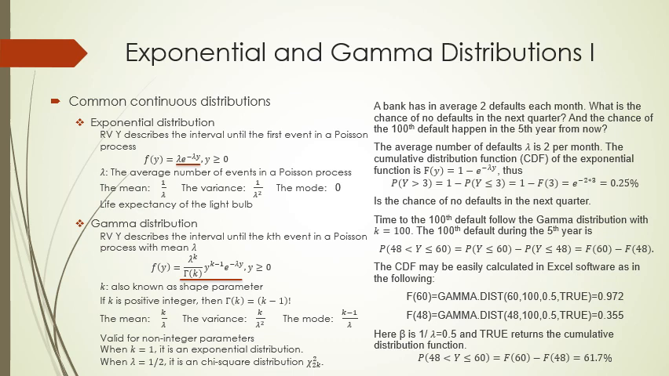We may use the gamma distribution to answer the second question. The 100th default suggests k equal to 100. Mathematically, the 100th default during the 5th year is P(Y greater than 48 months and less than or equal to 60 months), which requires the cumulative distribution function of the gamma distribution.